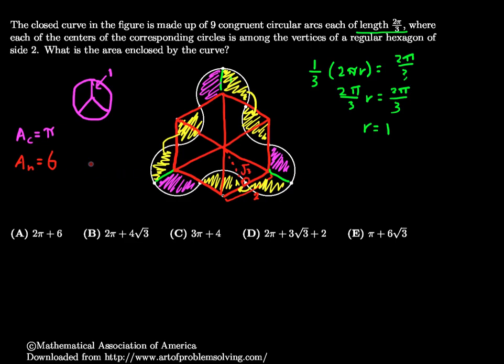So it's 6 times the area of each of these triangles, which is 1/2 times 2 root 3, so 1/2 base times height. 1/2 times 2 is 1, so I get 6 root 3. And my overall area for this entire figure then is both of these added together, so A of C plus A of H, which is going to equal pi plus 6 root 3, and it is E.